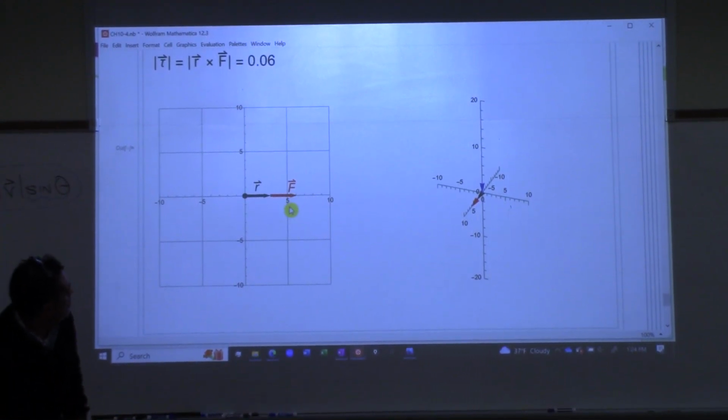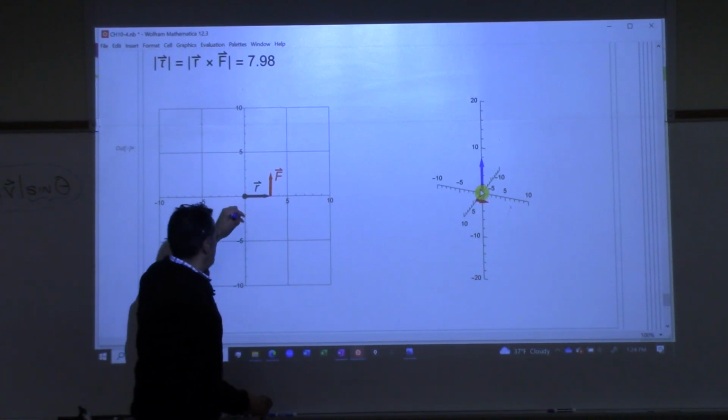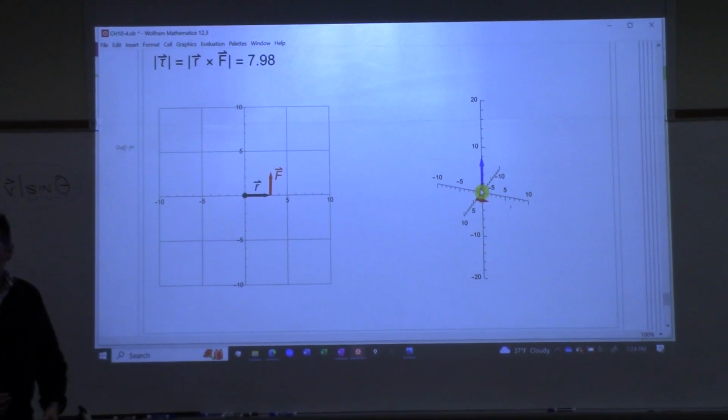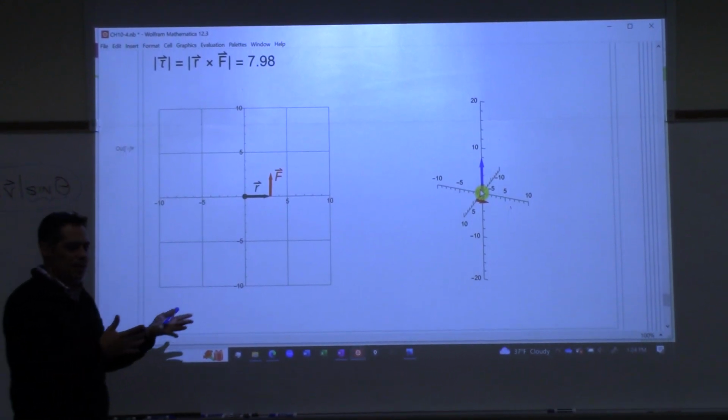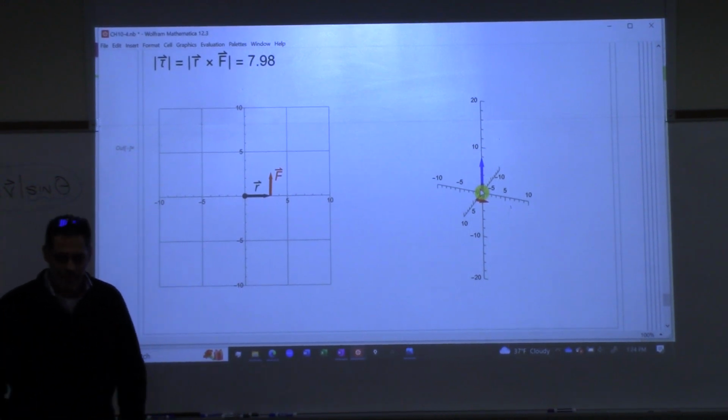And then if I turn the force vector up, now look what happens. Look at my torque vector. It's no longer going down, not into the page, but coming out of the page. So that's just showing you that we can take this idea of vectors and cross products and extend them into other subjects, right?